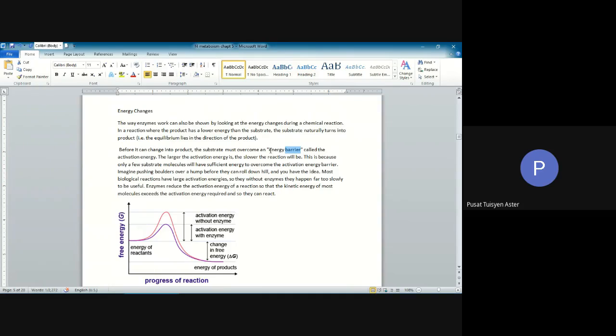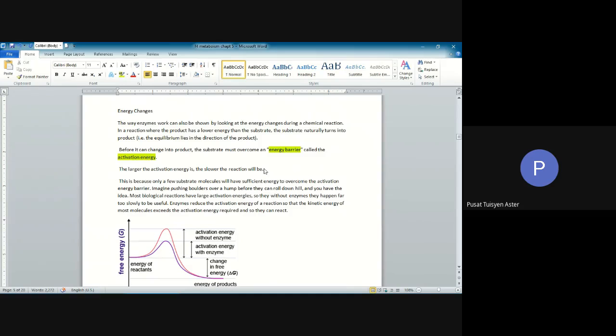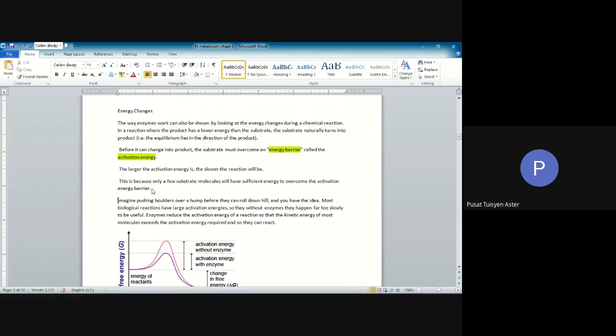This is another important term that you need to understand. The energy barrier is called the activation energy. Activation energy is the energy required to transform into a product. So the larger the activation energy is, the slower the rate of reaction will be. Therefore, we would need enzymes. This is because only a few substrate molecules will have sufficient energy to overcome the energy barrier. Imagine pushing boulders over a hump before they can roll down a hill.